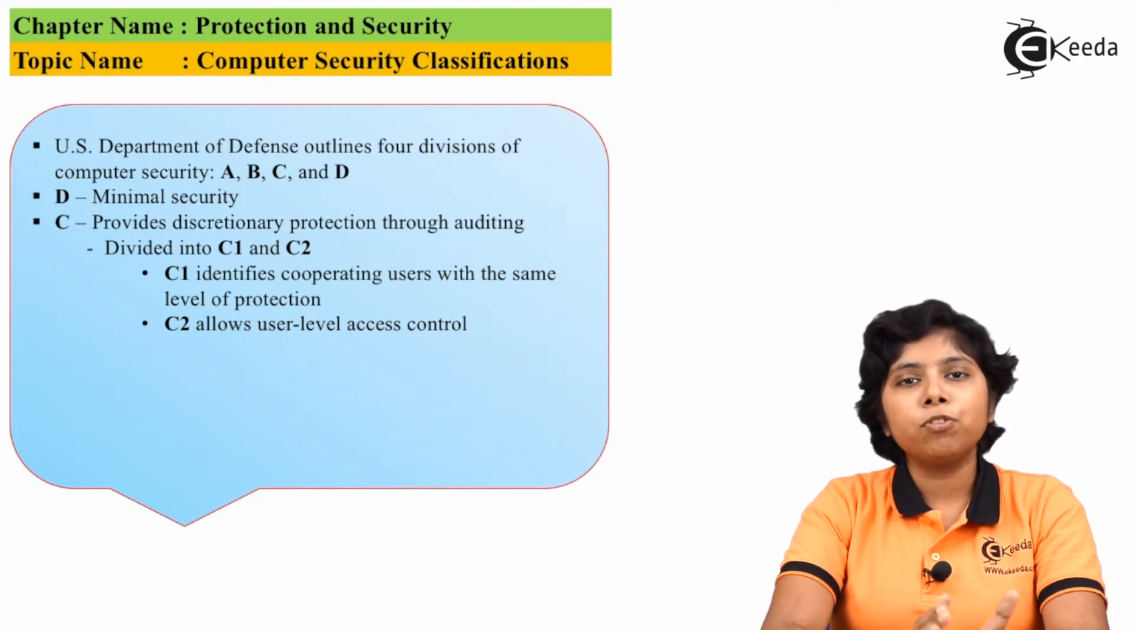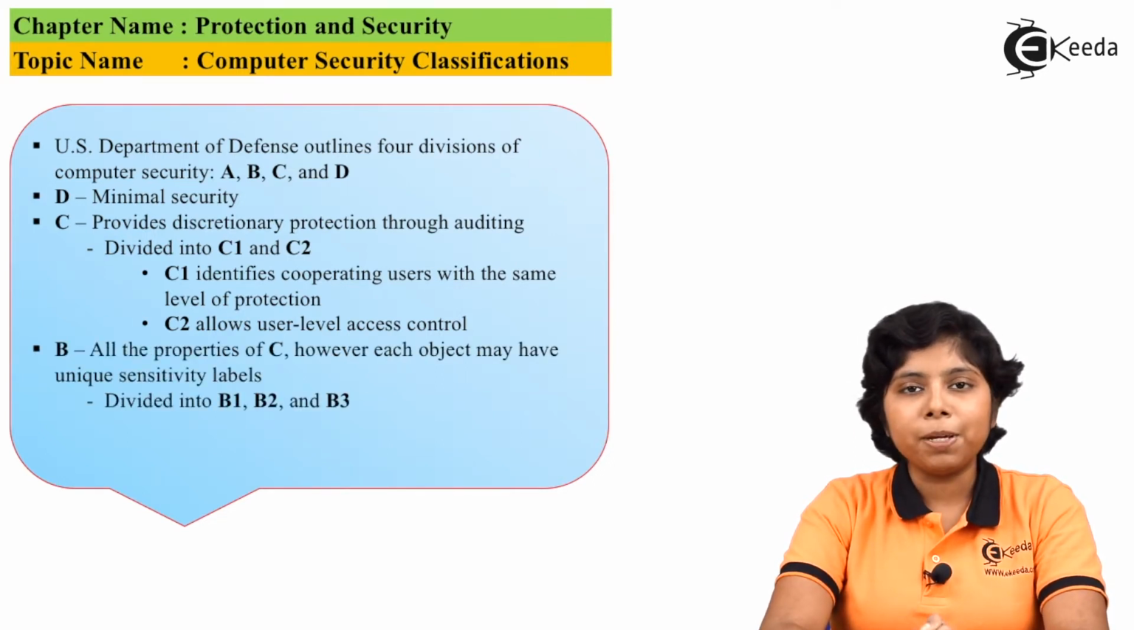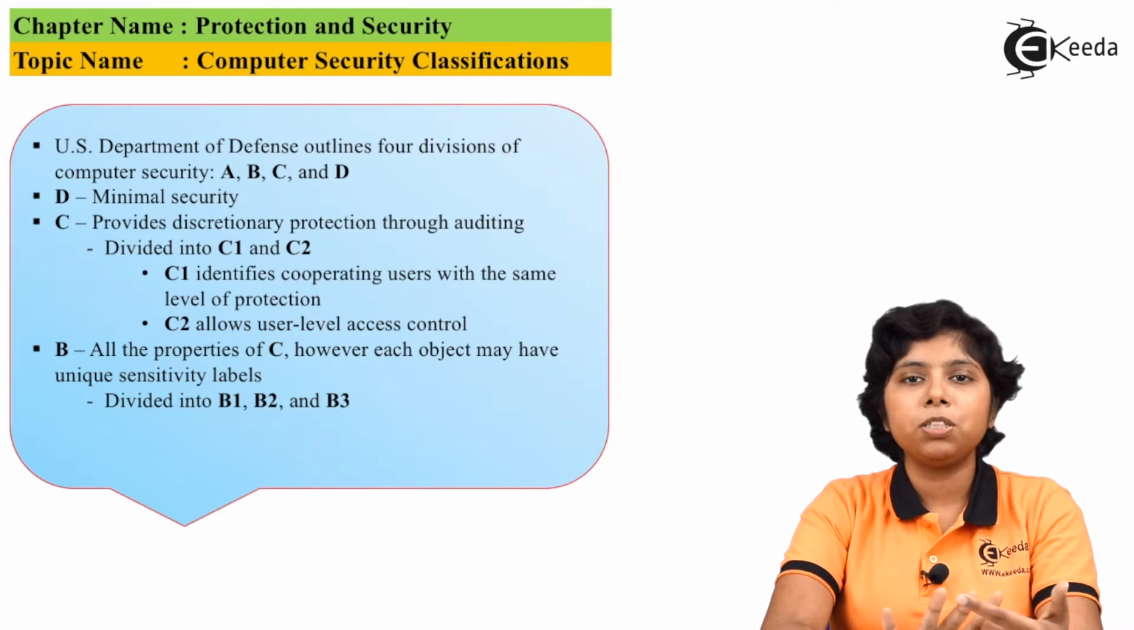Now we move to our next classification, that is class B. Class B has 3 parts: B1, B2, B3.